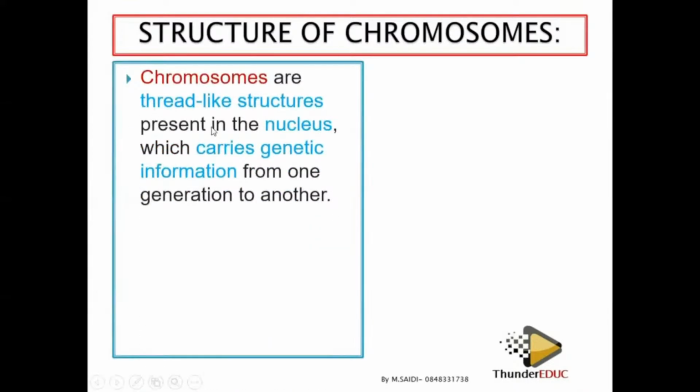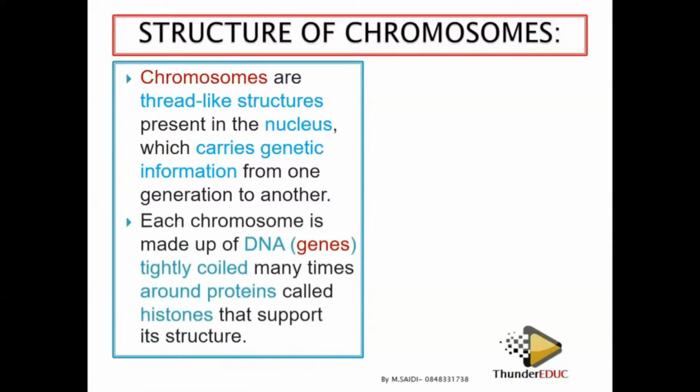Chromosomes are thread-like structures present in the nucleus. Thread-like means that they are like strings, found in the nucleus. That's why we talked about the nucleus, which carries genetic material. That's why you resemble your father, that's why you resemble your mother. They carry genetic material from one generation to the next generation. So it means that your kids will try to resemble you. Yes. Each chromosome is made up of DNA.